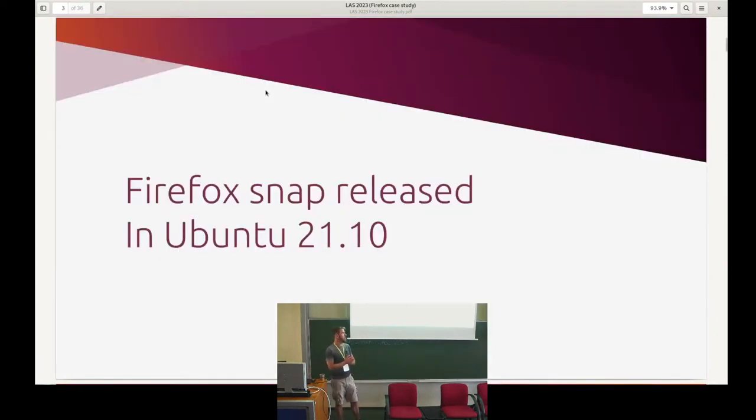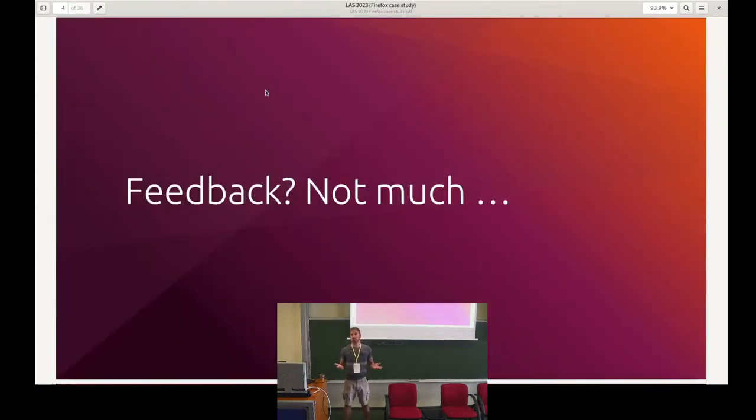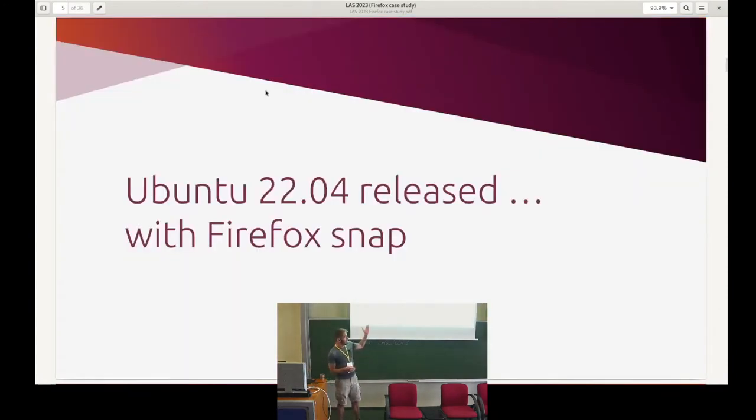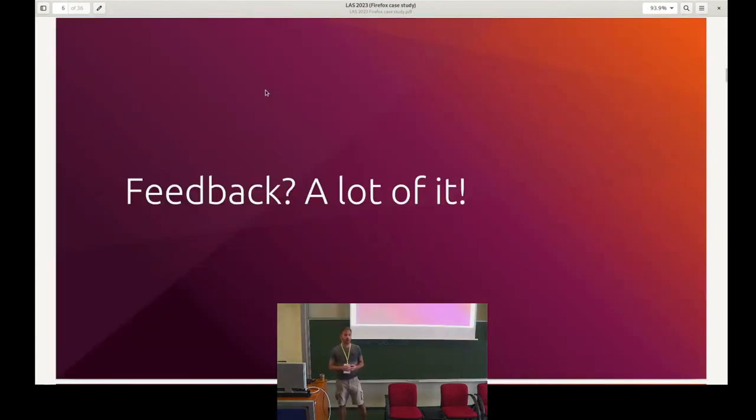Now, let's talk about the Snap. Firefox as a Snap was released alongside Ubuntu 21.10, and we didn't really get much feedback about it. The users were kind of mellow, quiet. Then another release happens, the LTS, 22.04, and we do get a lot of feedback. And the feedback wasn't good. It was focused mostly around the startup performance. There were a few other issues, but mostly people didn't like the slow startup. It was perceived as not good enough, as the deb, it was perceived as not good enough, period.